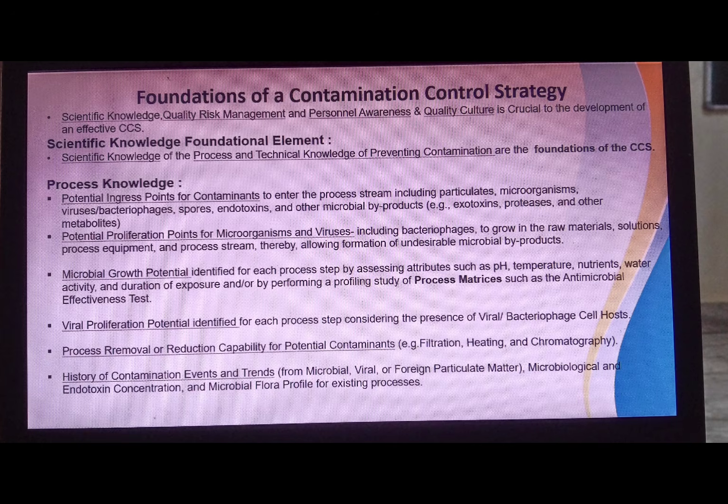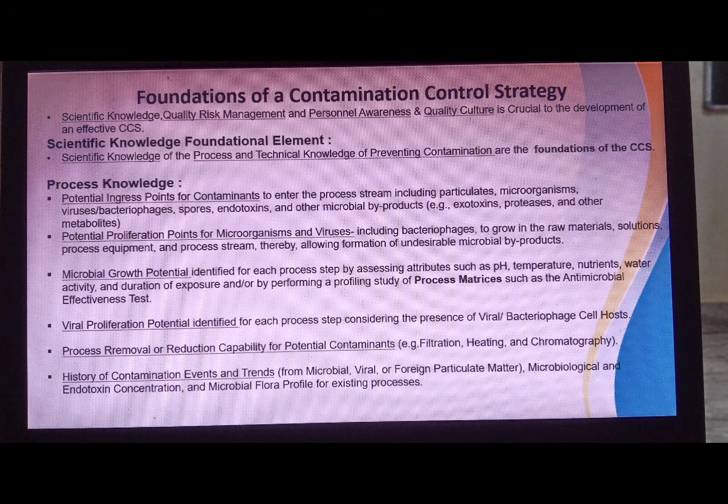Process knowledge. Potential ingress point for contamination to enter the process stream including particulates, microorganisms, viruses, bacteriophage, spores, endotoxin, and other microorganism byproducts. Say for example, endotoxin, proteases, and other metabolites. Potential proliferation point for microorganisms and viruses including bacteriophages to grow in the raw material, solution, process equipment, and process stream, thereby allowing formation of undesirable microbial byproduct.